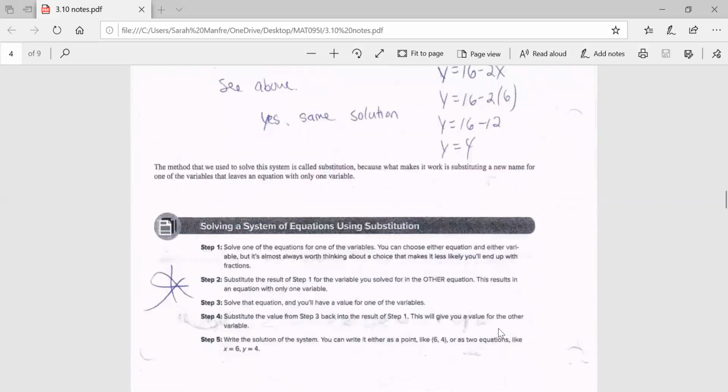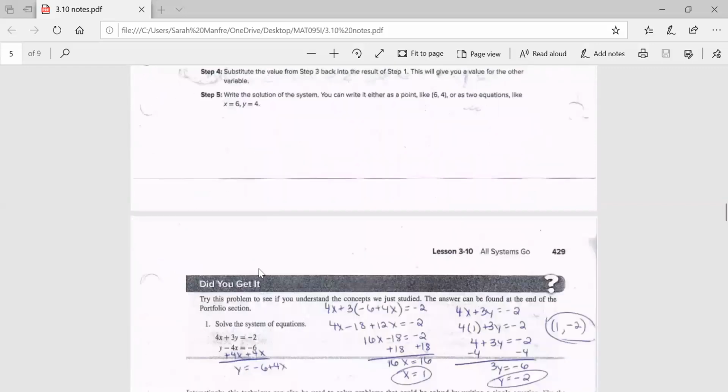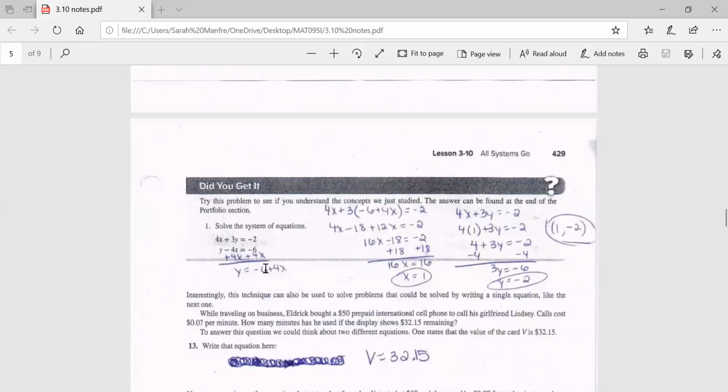All right, so here are the directions for solving using the substitution method. If you forget how to do it, come look back, and we're going to go through a couple more problems. So first thing is, here's the did you get it. Please make sure you do this did you get it, because it's a very different type of problem than what we just did, and I think it's really important that you know how to do it.